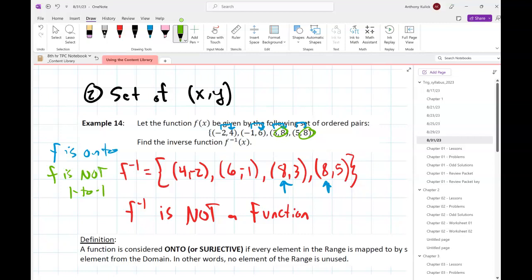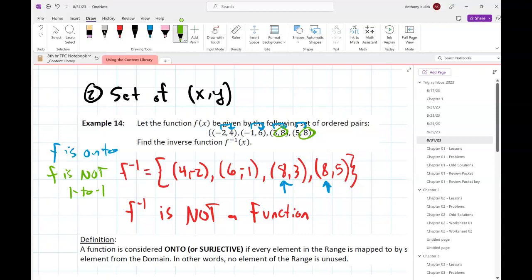Notice here, it wasn't bijective. We had only onto, and F inverse is not a function, excuse me. It's a big omission of a word. So it appears that at least one-to-one is a necessary condition for the inverse to be a function, right? We see that if we don't have it, we might not get it.